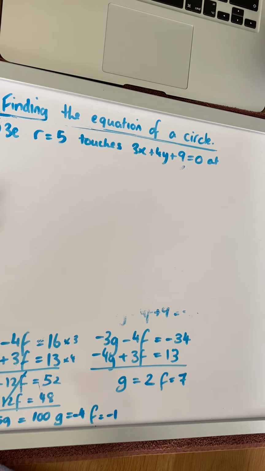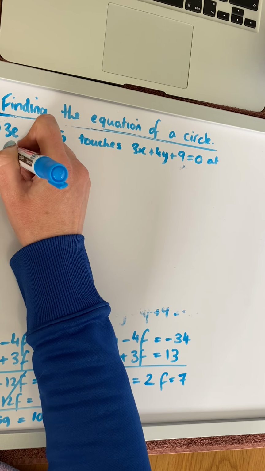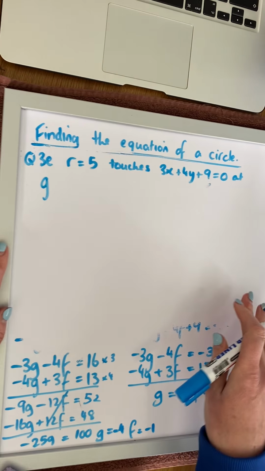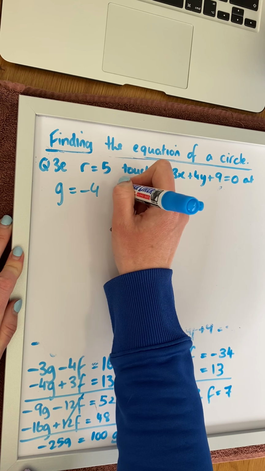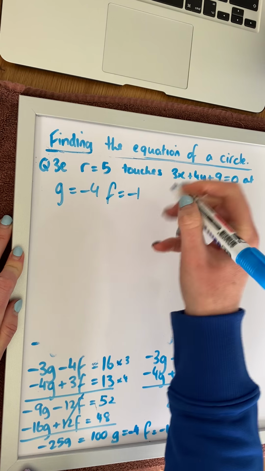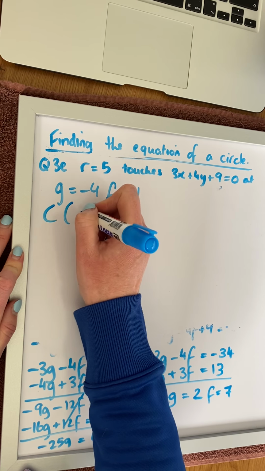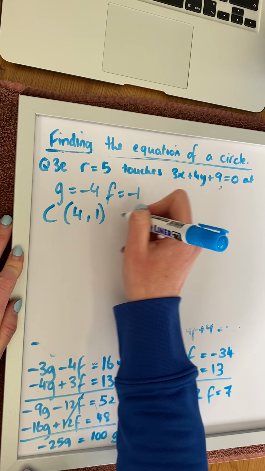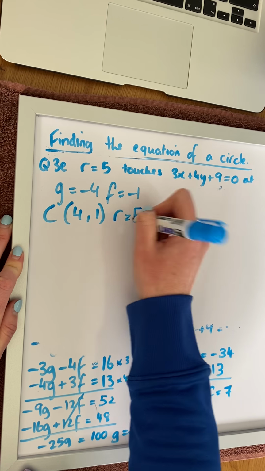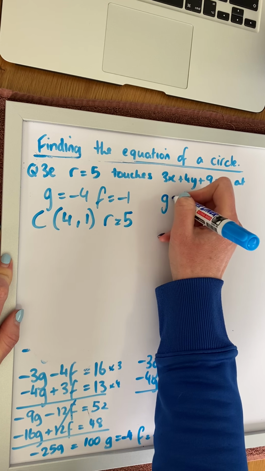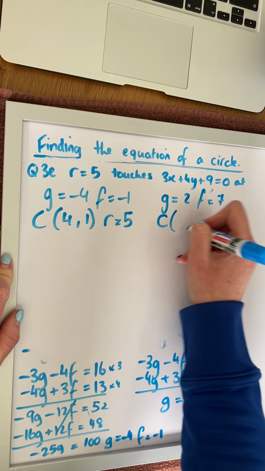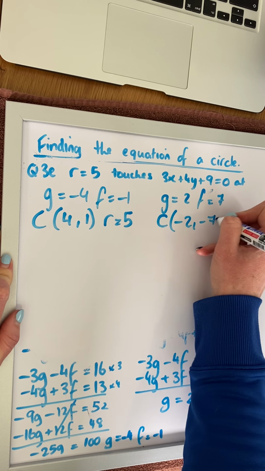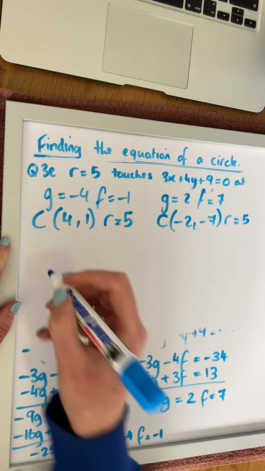So from those 2 scenarios now, we have the following information. We know that, first of all, scenario 1, g is equal to minus 4, f is equal to minus 1, meaning the center of the circle is (4, 1), and we know that the radius is 5. And scenario 2, g is equal to 2, f is equal to 7, meaning that the center of the circle is (-2, -7), and again, radius is 5.